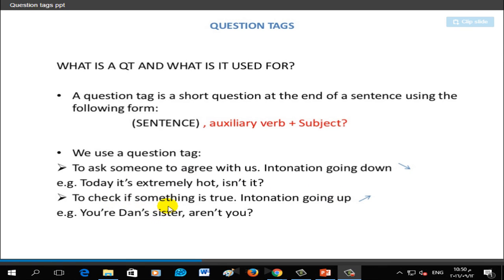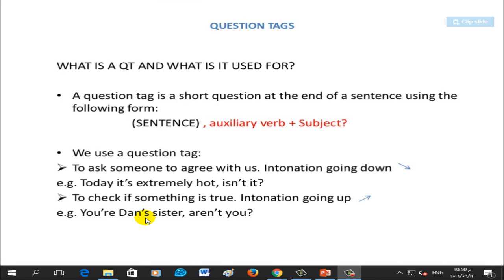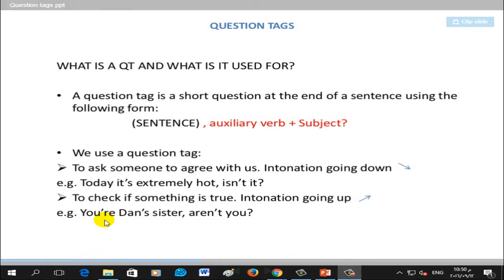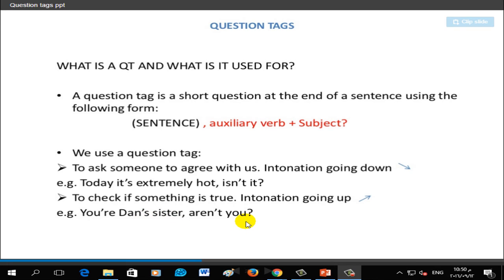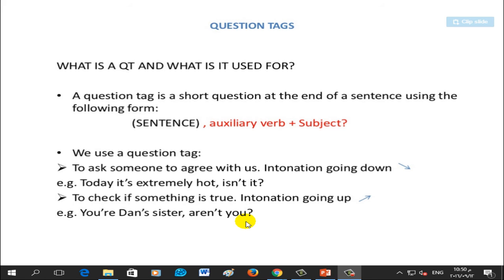But to check if something is true, intonation going up. If I'm not sure about the information, whether the person was lying or telling the truth, the voice goes up. You're Dan's sister, aren't you? You're Dan's sister, aren't you? Like this.